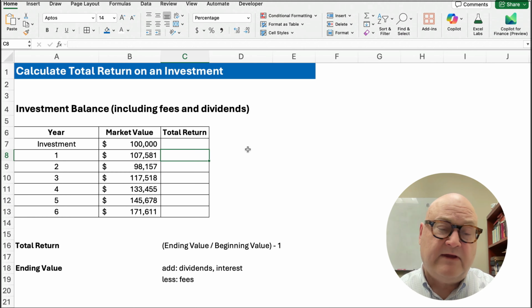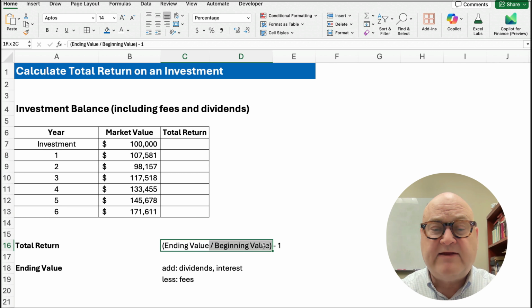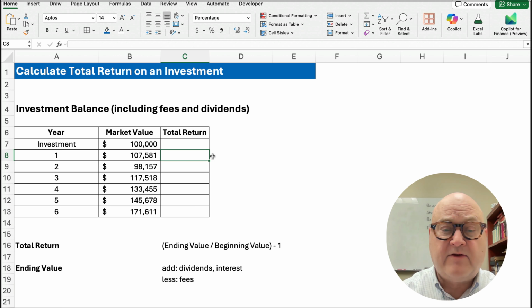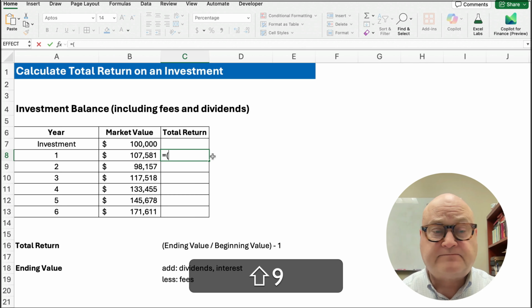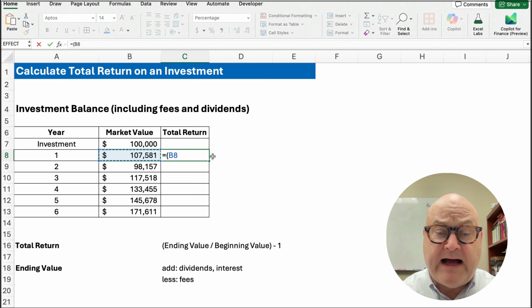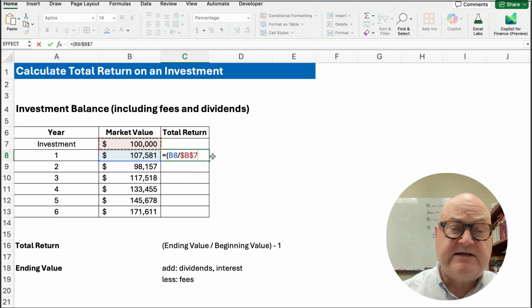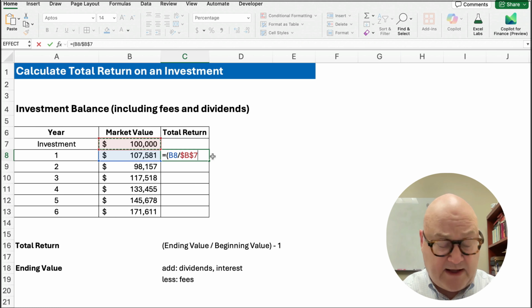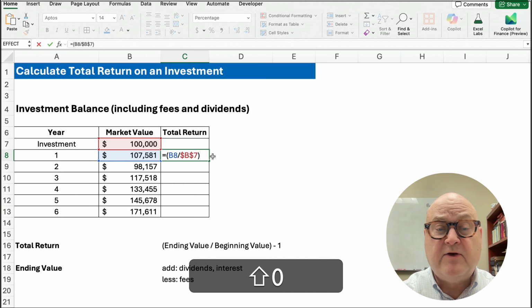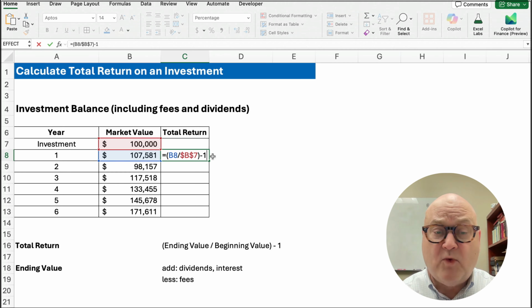So here's the formula for total return. We're going to take the ending value divided by the beginning value, and then we'll subtract out 1. So let me show you how to get started on this. We're going to take the 107 divided by the 100,000. Now, because I'm using Excel, I need to make this absolute. So I'm going to do this as $B$7, so it's always going to divide by the 100,000, that initial investment. I'm going to close the bracket here, minus the 1.